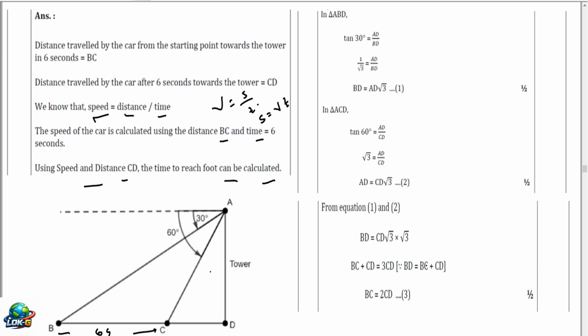Now observe here. This is 30 degree because these two are alternate angles. This angle ABC will be 30 degree. This angle will be 60 degree.